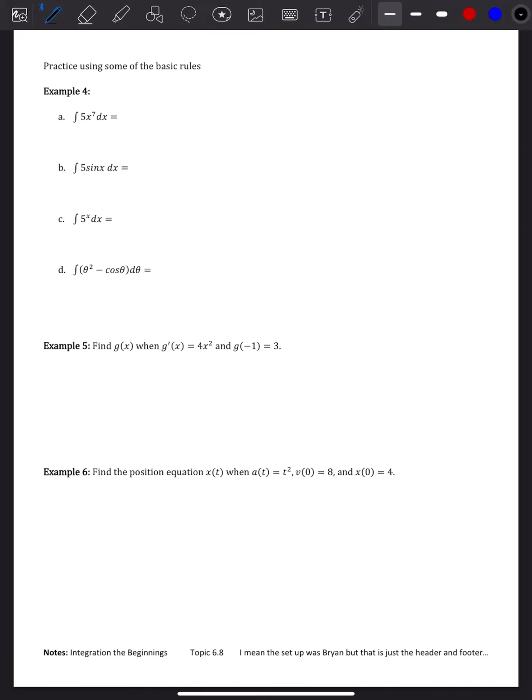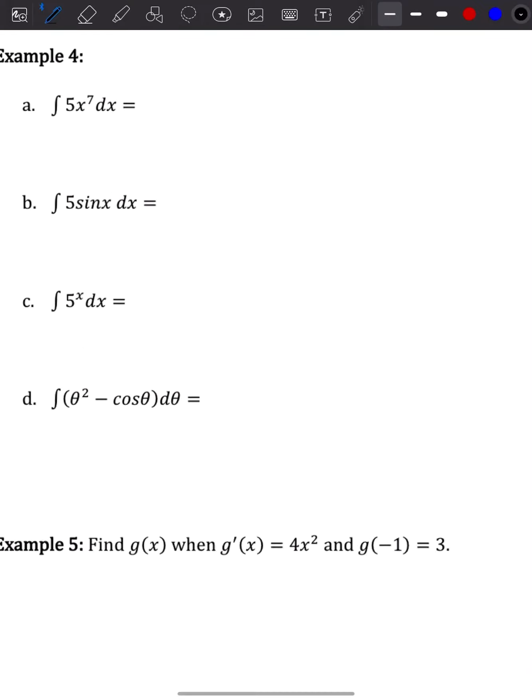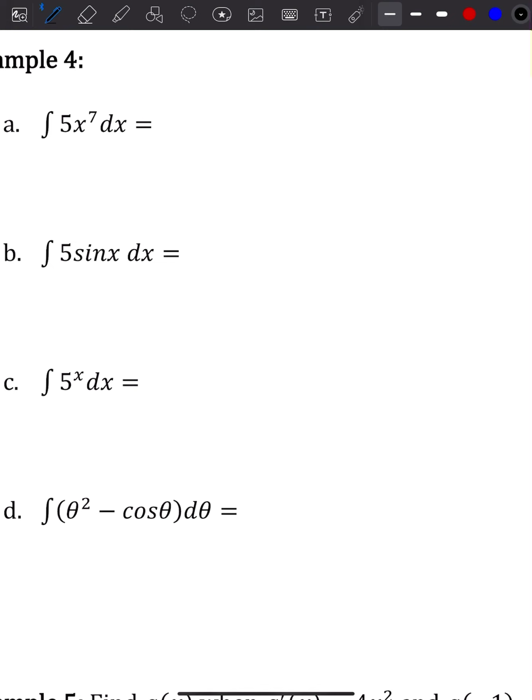Okay, so let's talk about some examples. We have the integral of 5 times x to the 7th power. So we have 5x, we add 1 to our exponent, and divide by that same number, and add c. 5/8 doesn't really reduce, so we can leave it just like that.